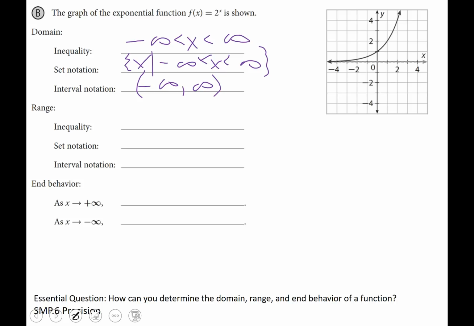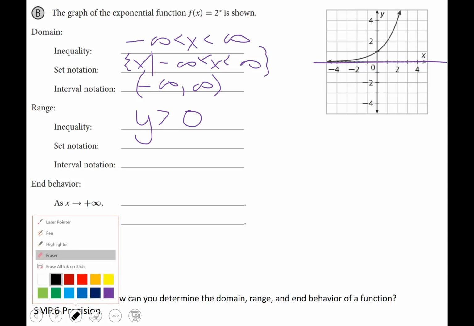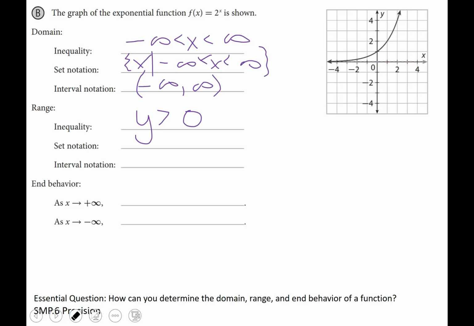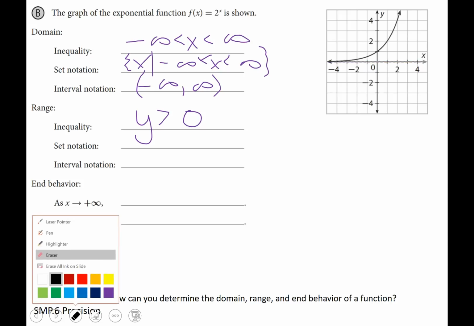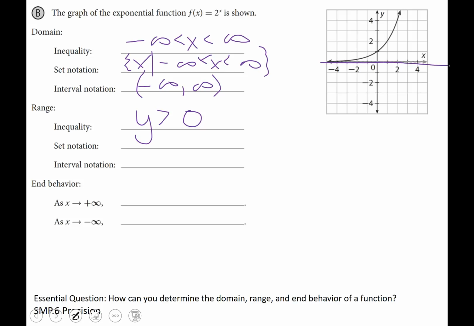The range, notice it never goes below that 0. So the range has got to start at 0, and range is going to be y values. So y is greater than or equal to 0. Actually, on this one, it's not equal to, is it? Nope, get rid of my equal to. Okay, so it's just greater than because it's not actually touching. It never touches. Sorry, I erased and I shouldn't have. It never actually touches that axis right there. It gets really close but doesn't touch.